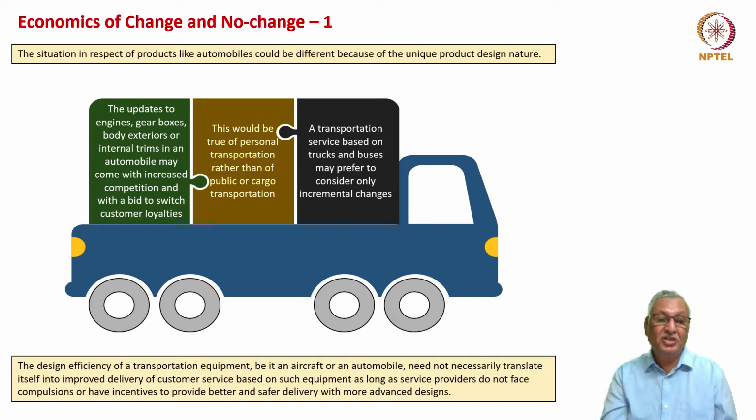The design efficiency of a transportation equipment, be it an aircraft or an automobile, need not necessarily translate itself into improved delivery of customer service that is based on such equipment. If the service providers do not face compulsions or have incentives to provide better and safer delivery with more advanced designs, the design efficiency will not be completely seen through the customer value chain. So there must be some pressure from the customer side as well as a pressure from the manufacturer side to elevate the nature of the transportation service. It is a simultaneous push and simultaneous pull system that must operate.